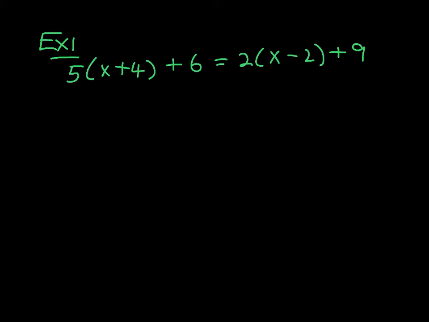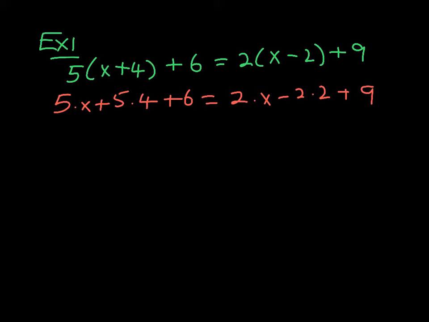Okay? So to remove the brackets, we need to distribute the value that is outside the bracket to all the contents of the bracket. So in this case, it's going to be 5 times x plus 5 times 4 plus 6 will be equal to 2 times x minus 2 times 2 plus 9.